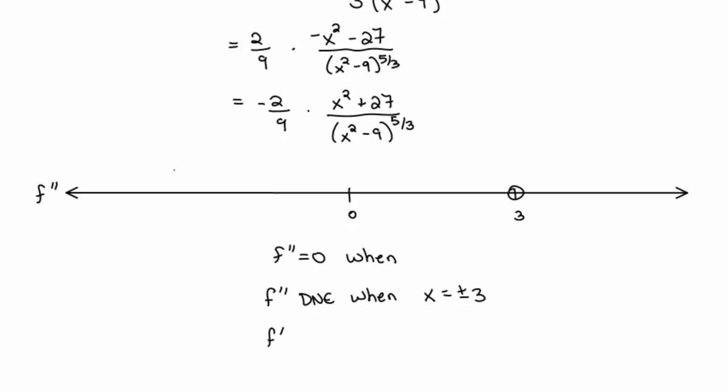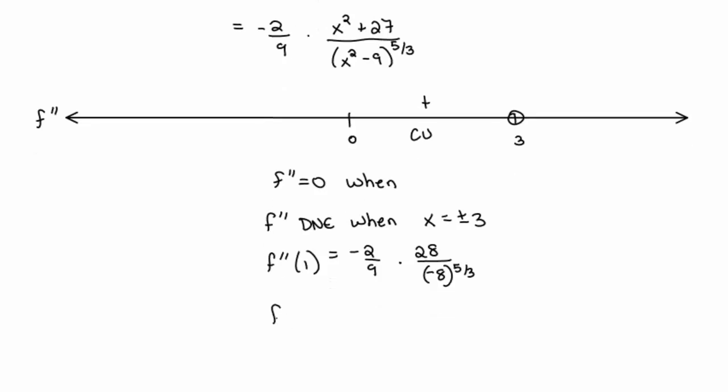So f double prime at, let's say, 1 is going to be a negative 2/9 times 28 over negative 8. And this is to the 5/3 power, which means the negativity will still be there. So I'll have a negative 2/9 times a negative number, which means that this is going to be positive, which means I have a function that's concave up there.